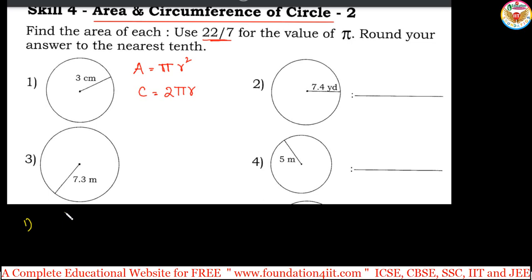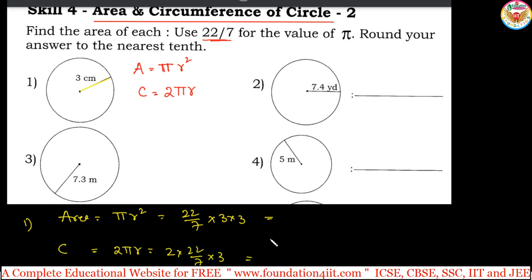For example, the first one: area is equal to pi r square. Pi value is 22 by 7, and r, the radius, is 3. 3 into 3, this you have to calculate to find the area. Next is circumference, which is 2 pi r. So 2 into 22 by 7 into radius 3. You can simplify to calculate this. Area will come in square centimeters, and circumference will come only in centimeters.